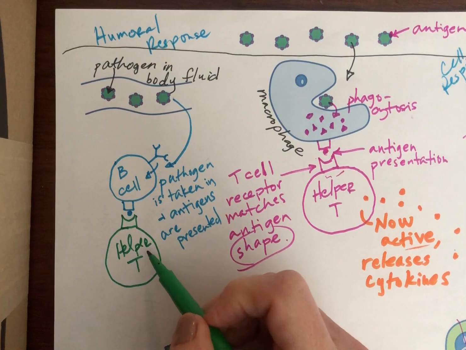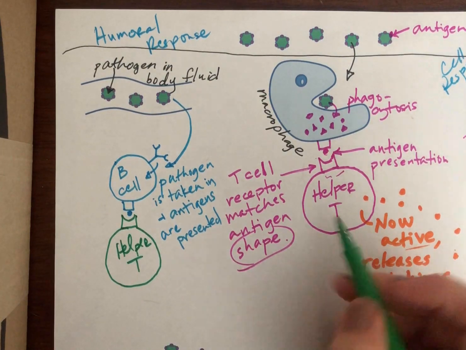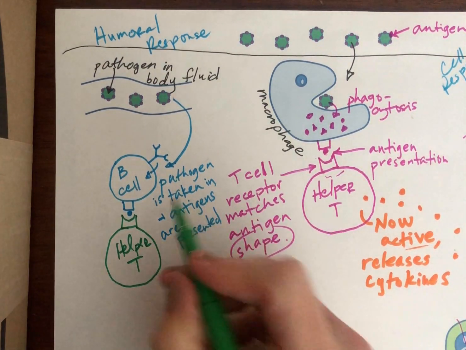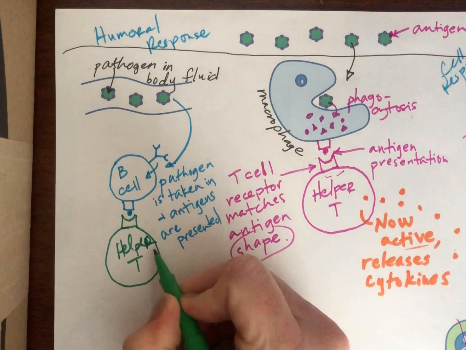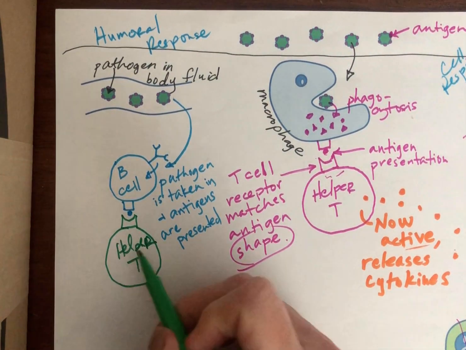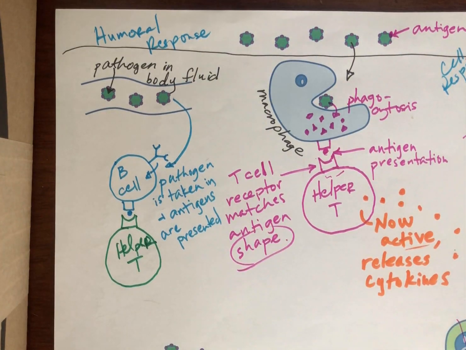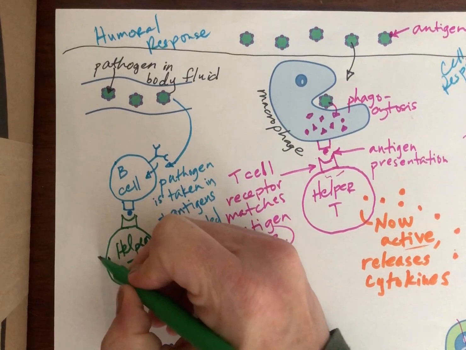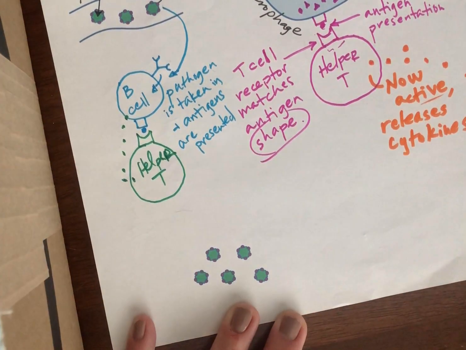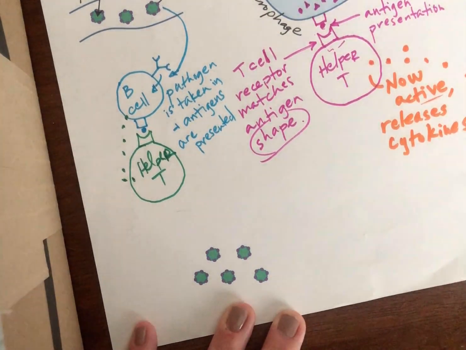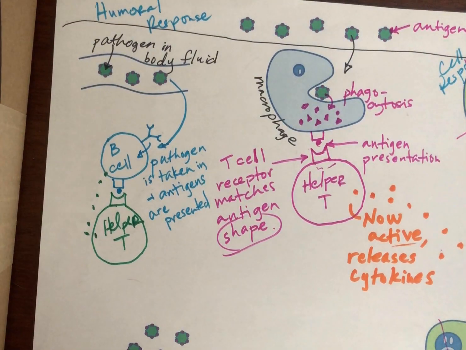And this helper T cell, same guy over here. So these two are the same cells. The helper T cell is going to activate the B cell. And the activation is going to happen using cytokines. So these cytokines are the same cytokines that they were over here in orange, okay?